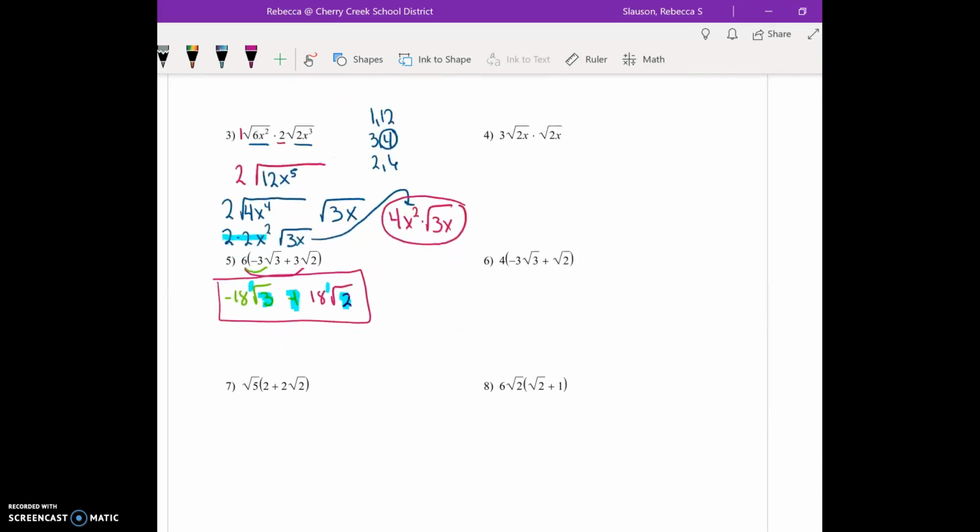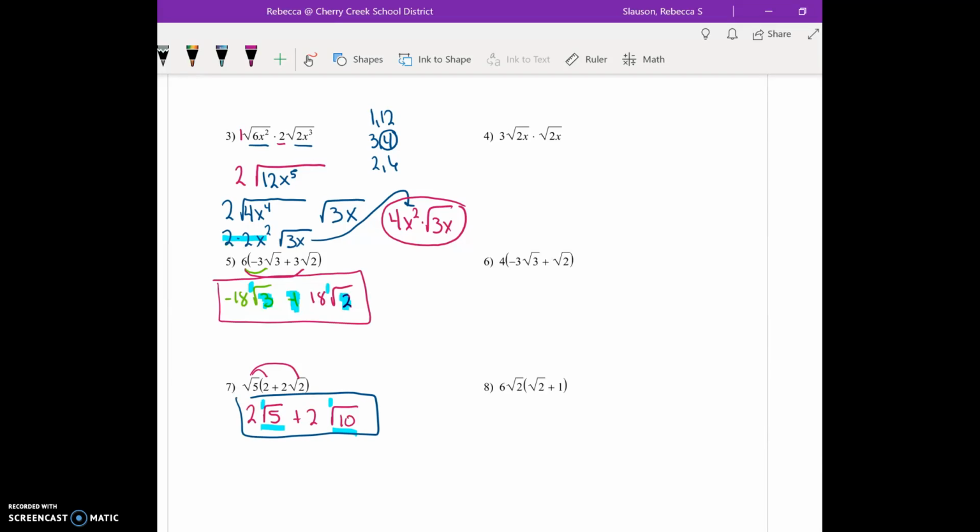And then very similar to number 7, I'm going to distribute first. I get 2 square root of 5, distribute again, and I'll get 2 square root of 10. And in order to add them, I need the same index, which these do have. I need the same radicand or base, which these don't have. So I cannot add these, and this problem is done. So now you will take over, and you're going to do the even sides if you haven't done them along the way.